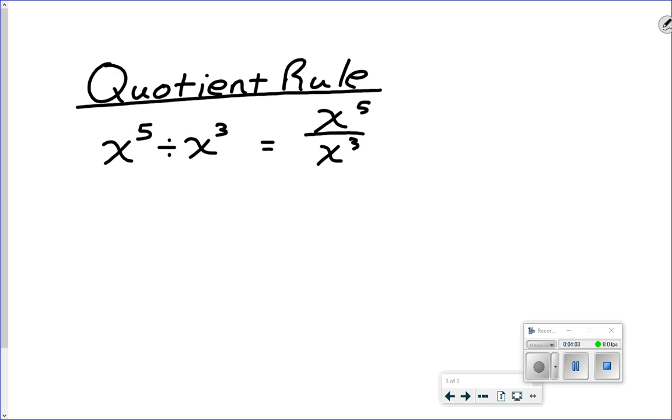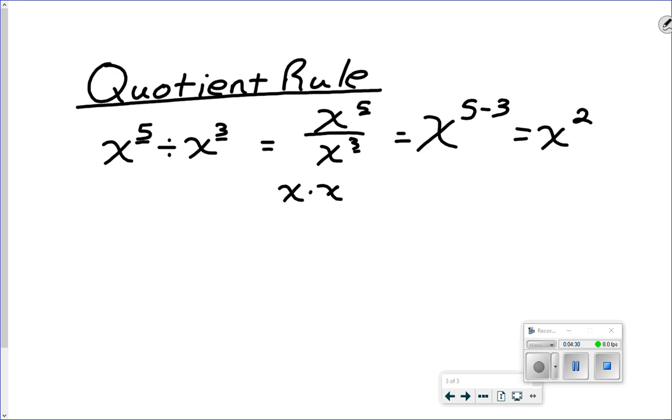The rule here is that we subtract the exponents. We subtract the first minus the second, or the top minus the bottom. So what we're going to do is subtract the 5 and the 3. So our answer here is x to the second. Okay, and there's a couple of ways to think of it. Really, the easiest way is to look at the fraction form.